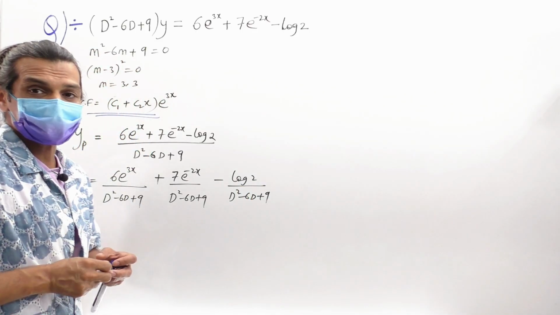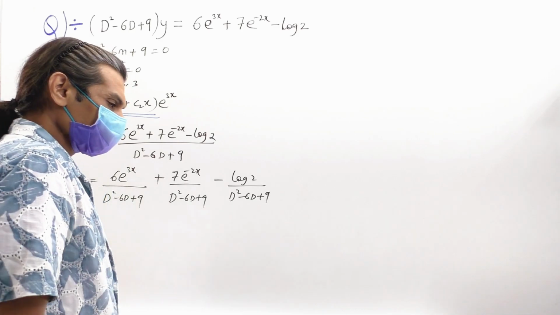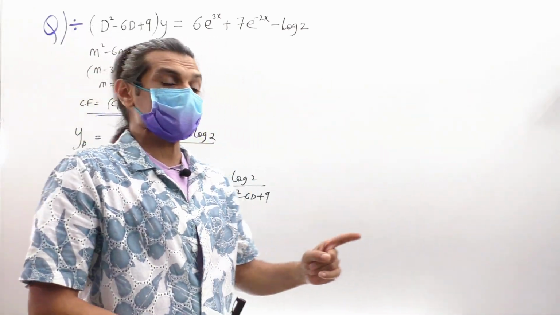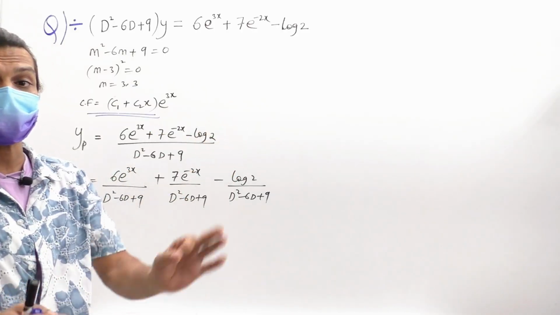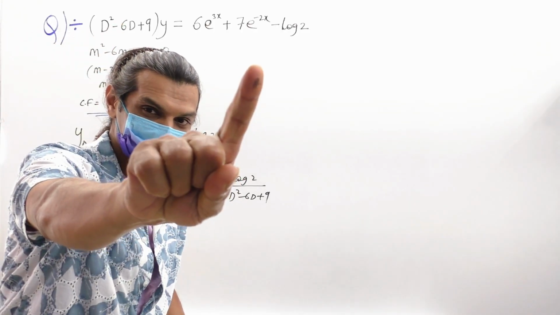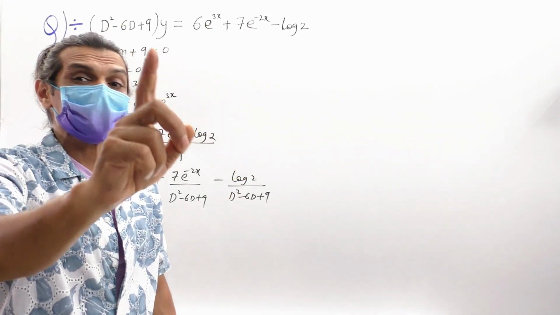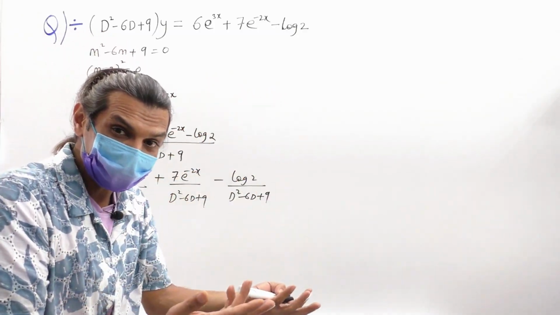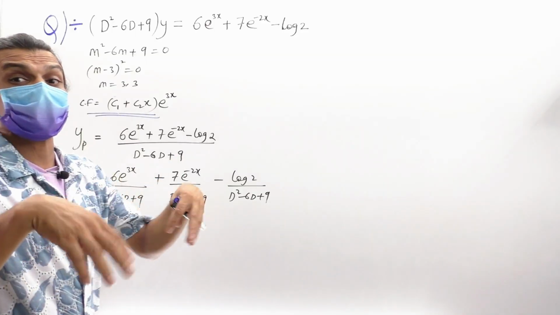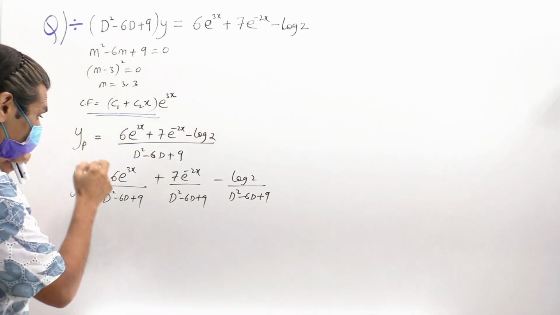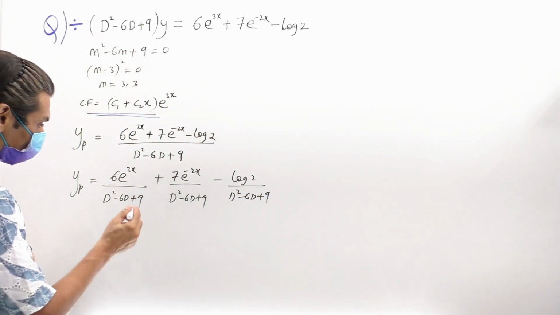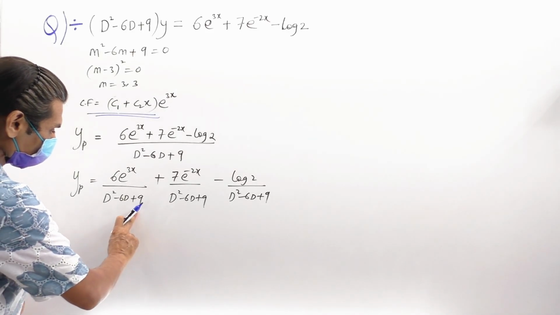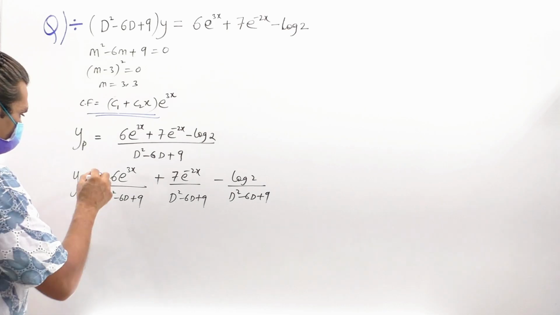Now we need to understand what types each term represents. So as I discussed, what is type number 1? e^x upon f(D). If the numerator is exponential, it's always type number 1. This is how to identify the type: the numerator should be exponential, e raised to x type. Now see here, e^(3x), this is type number 1. I write here, this is type number 1.